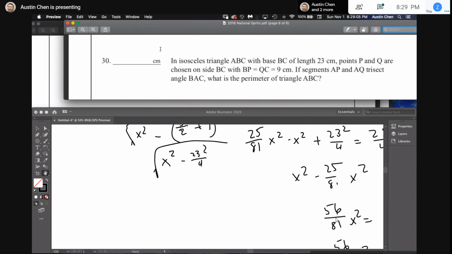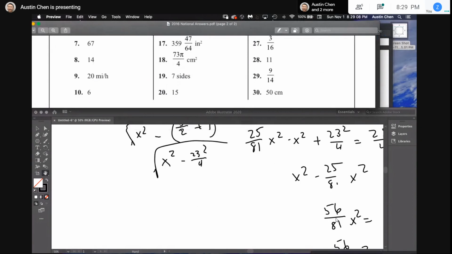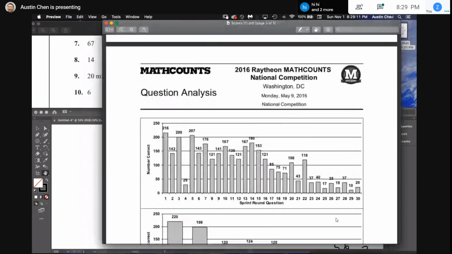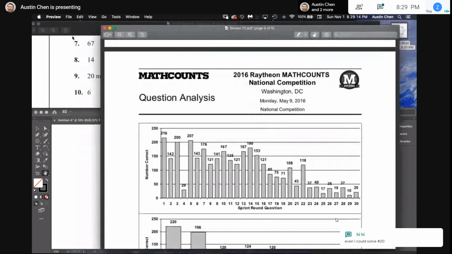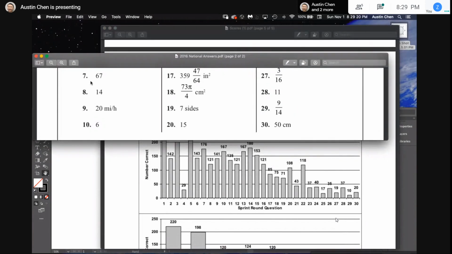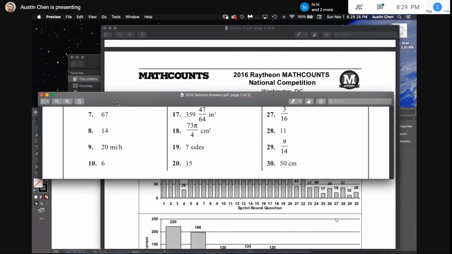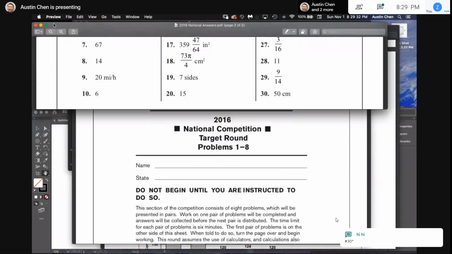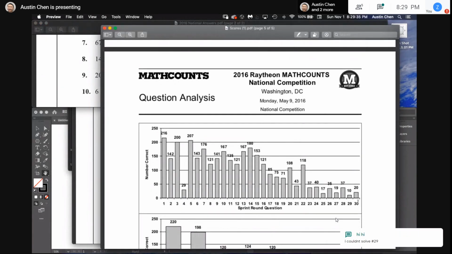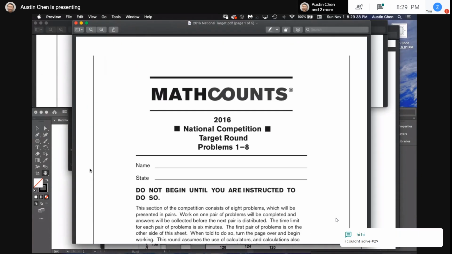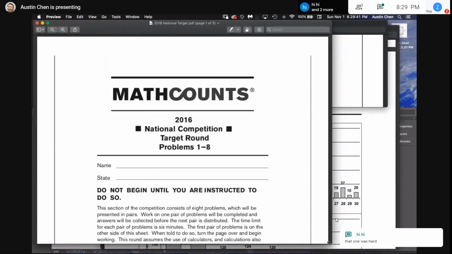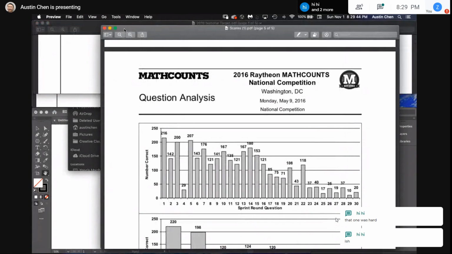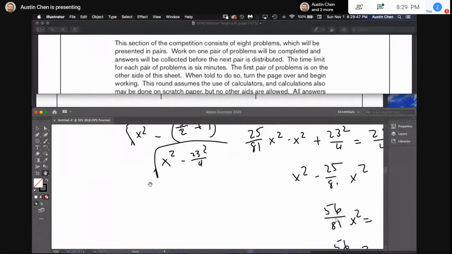It's 8:29. Should we do some Target? I don't know. Should we? It's 29 though. We can just do the first few problems. That should be fine. Target was easy, I think. Yeah. All right, let's try to get through a few problems.